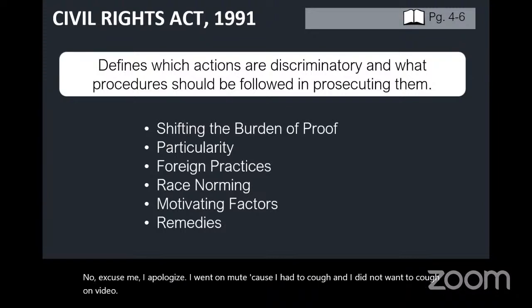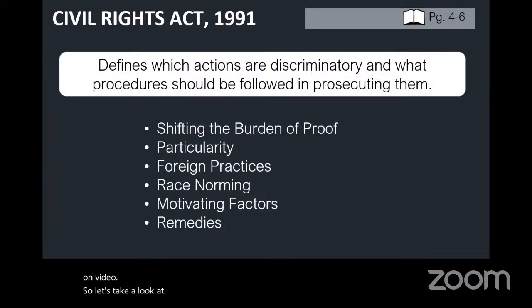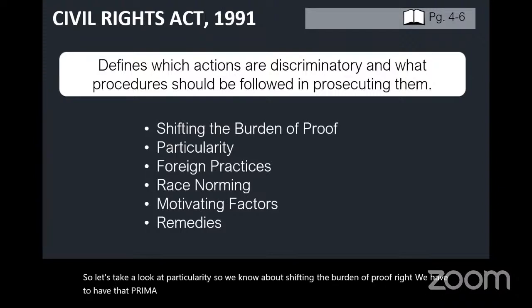So let's take a look at particularity. We know about shifting the burden of proof, right? We have to have that prima facie. We have to make sure that we do our fact finding. We have to present that information before the other party will have an opportunity to rebut.